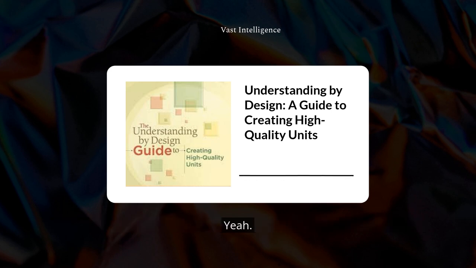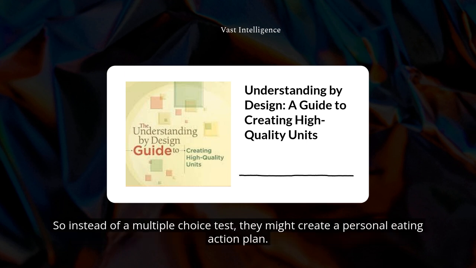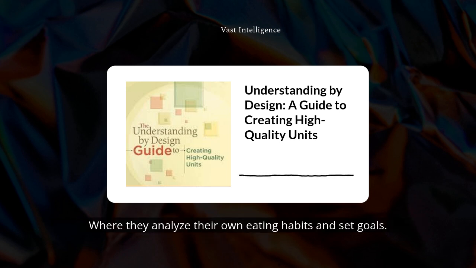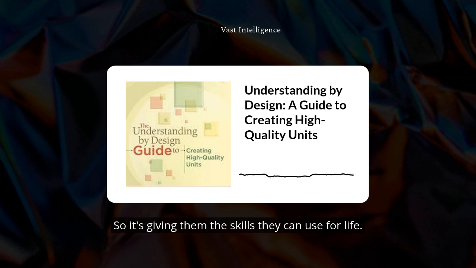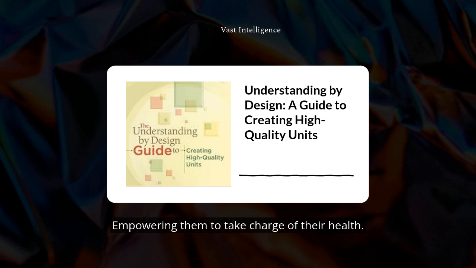That's a good question. Assessment in UBD is about designing tasks that require students to use what they know and show their understanding in different ways. So instead of a multiple choice test, they might create a personal eating action plan where they analyze their own eating habits and set goals. So it's giving them the skills they can use for life. Exactly, empowering them to take charge of their health.